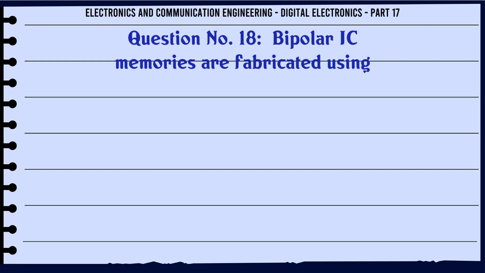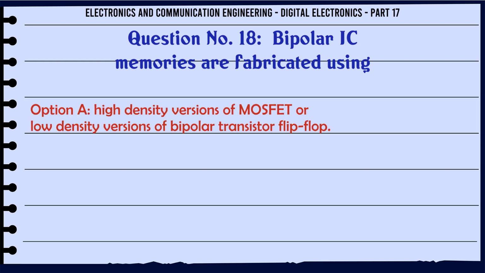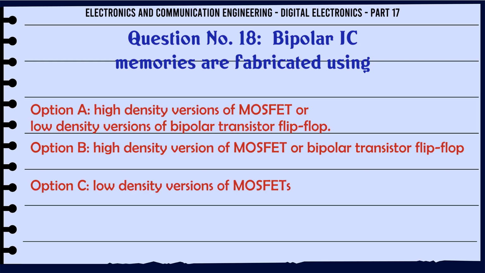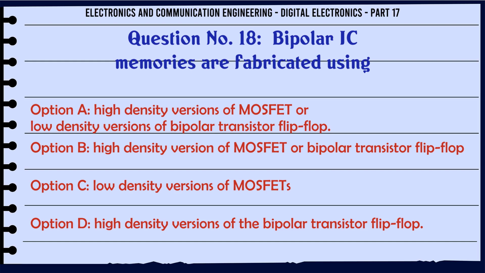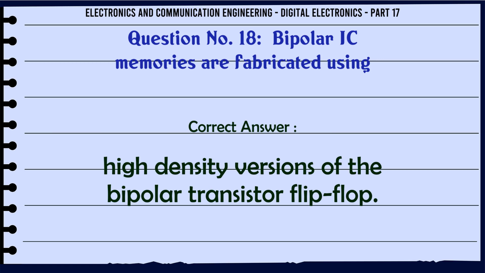Bipolar IC memories are fabricated using: A. high-density versions of MOSFET or low-density versions of bipolar transistor flip-flop, B. high-density version of MOSFET or bipolar transistor flip-flop, C. low-density versions of MOSFETs, D. high-density versions of the bipolar transistor flip-flop. The correct answer is high-density versions of the bipolar transistor flip-flop.